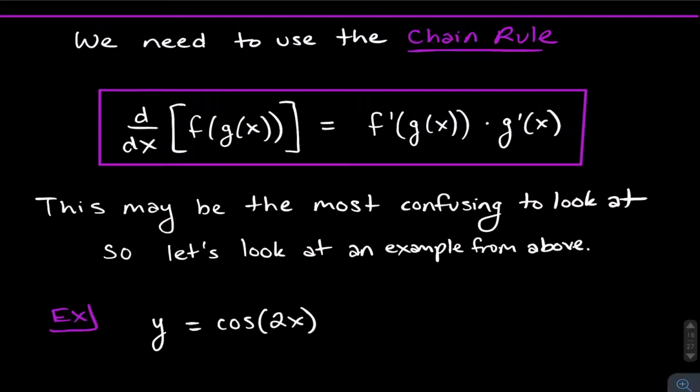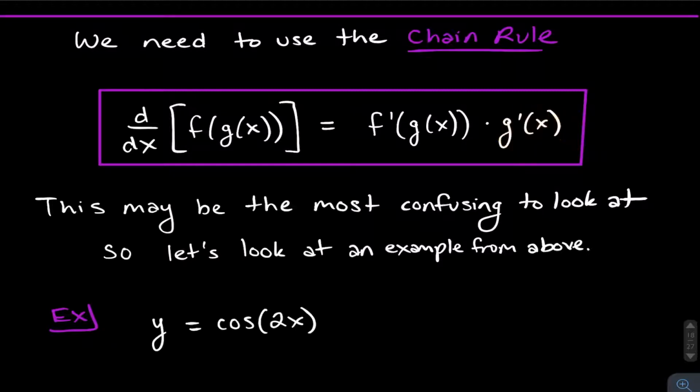So we have to use something called the chain rule here. This notation may seem a little weird, but it's actually a lot easier in practice than the notation makes it seem. What this says is that if you have a function inside a function, that's what f of g of x means, then the derivative is f prime of g of x. So you take the derivative of the outside function just like you normally would, but then you multiply by the derivative of the inside function.